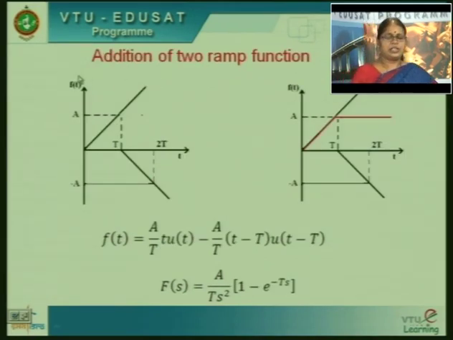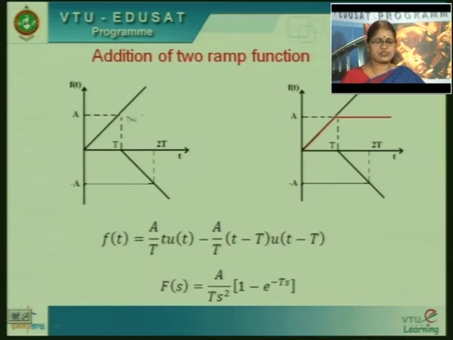Now, let us see what is the resultant function if we add two ramp functions. See here, if you look at this figure, I have two ramp functions. One is the ramp function whose slope is A by T, and it starts from t equal to 0. So, the equation of this ramp is A by T t u of t. This A by capital T is the slope of the function.